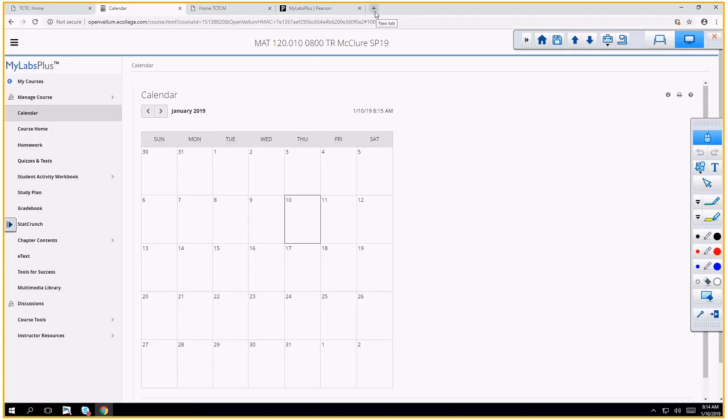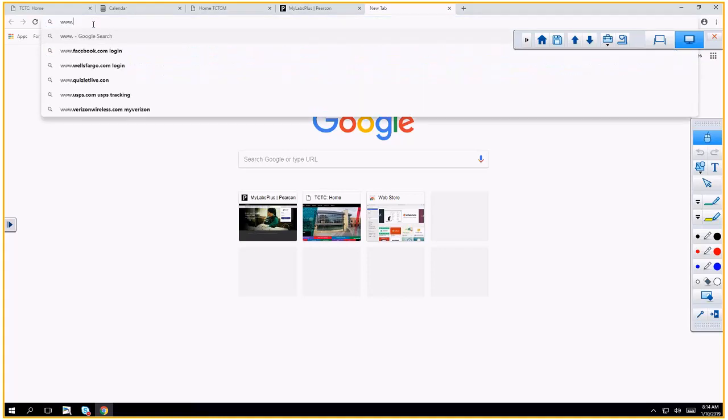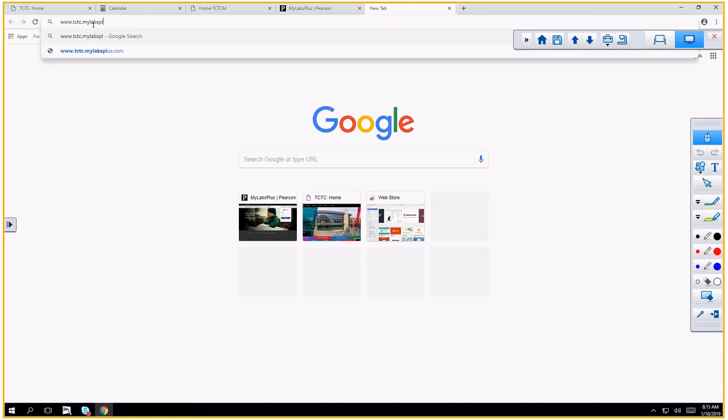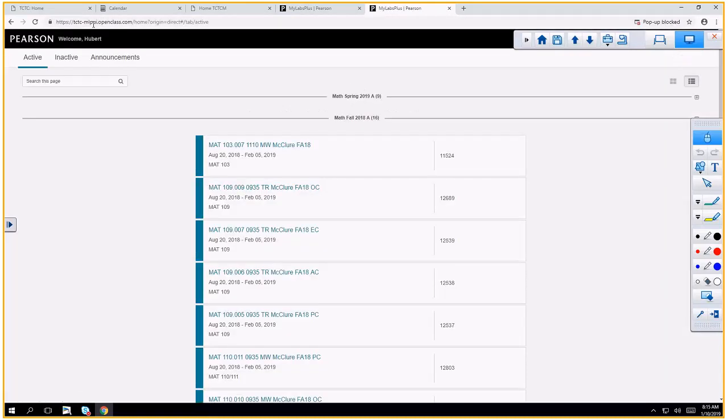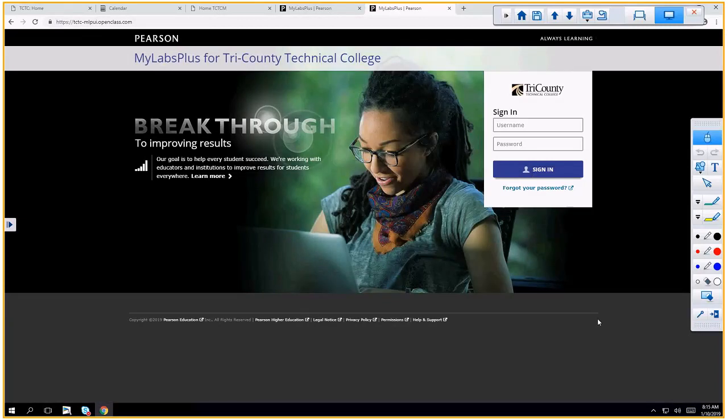But if you don't want to go through, or after you have gone through Blackboard, and if it's up and you can go through Blackboard, then you need to write down, and I don't know if I told y'all this, but the website is tctc.mylabsplus.com. Okay? And that's the website. The website looks like that. Okay?